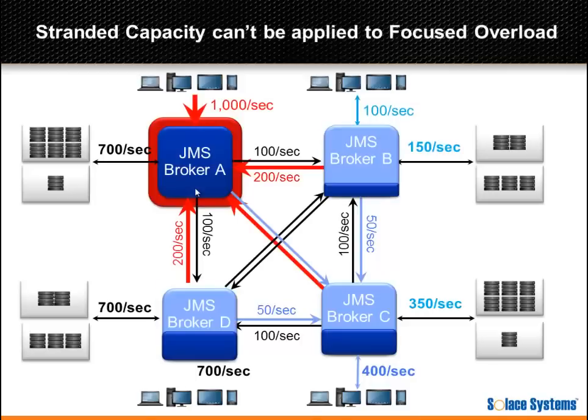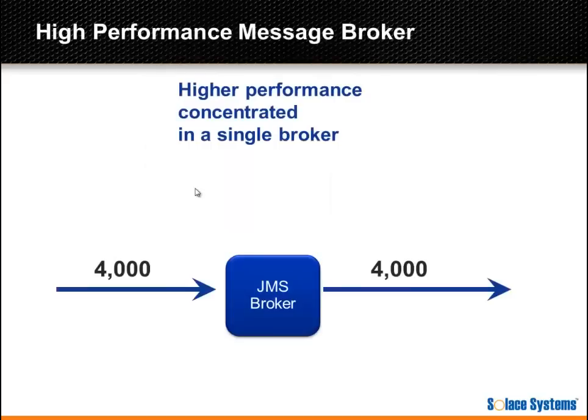This means that if broker A is in focused overload, the excess capacity of the other brokers is stranded and can't be brought to bear to address this problem. You have sluggish system performance, even though you're paying a lot for the capacity that you have in your system. It's just that the capacity is in the wrong place. All this complexity and waste results from the horizontal scaling, which was necessary because your single broker didn't provide enough performance. What you really want is a single message broker that can deliver a lot more performance.